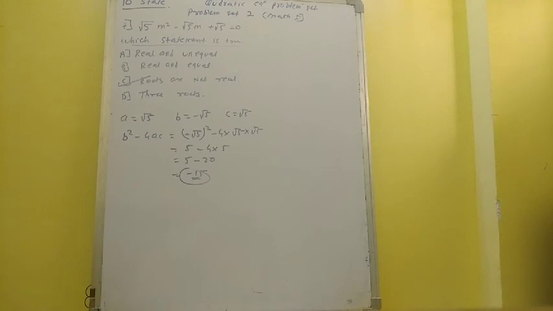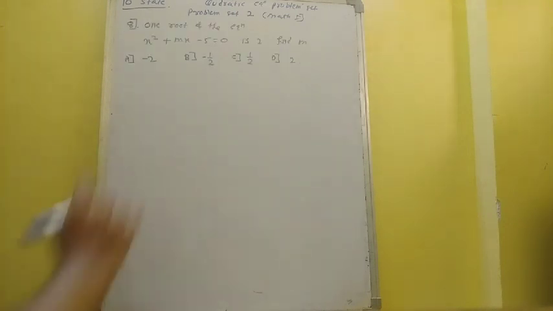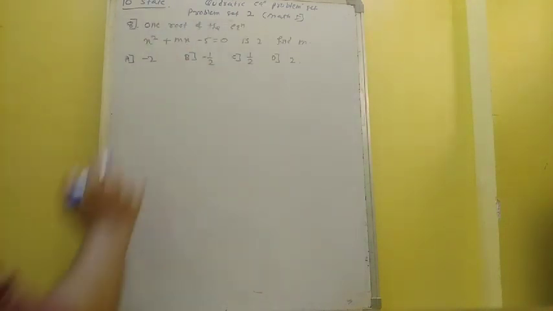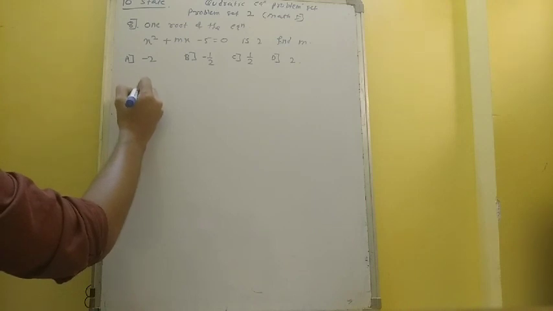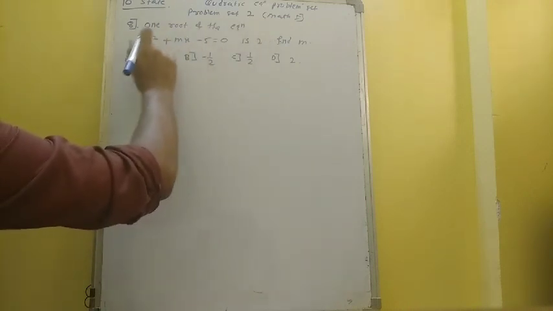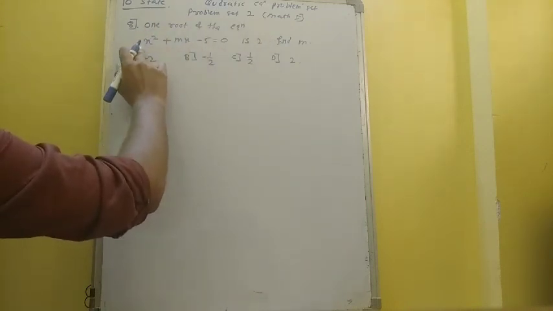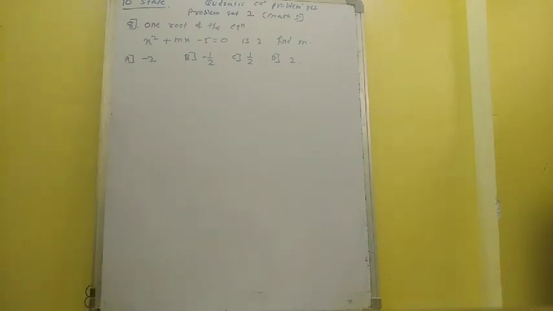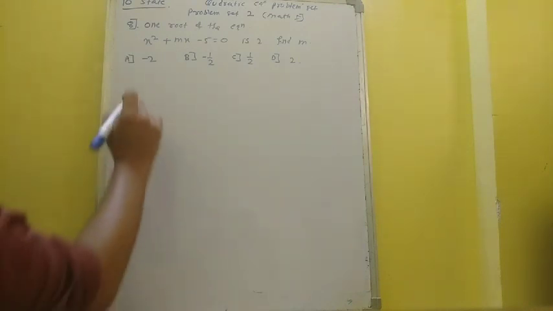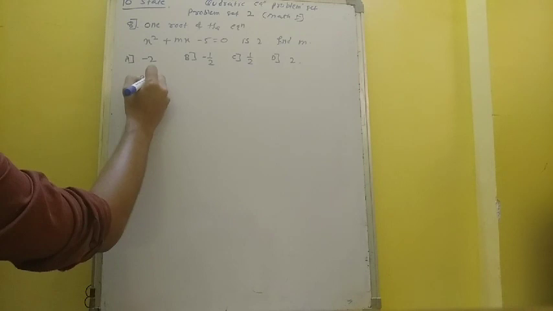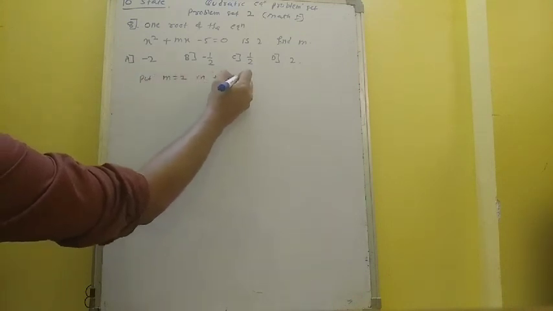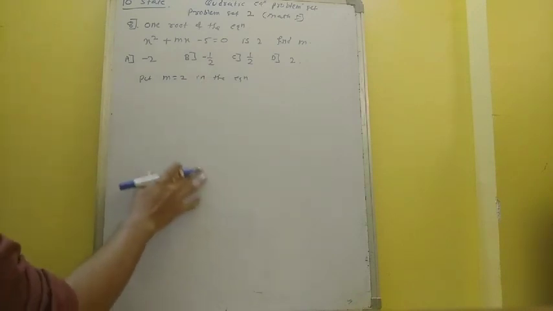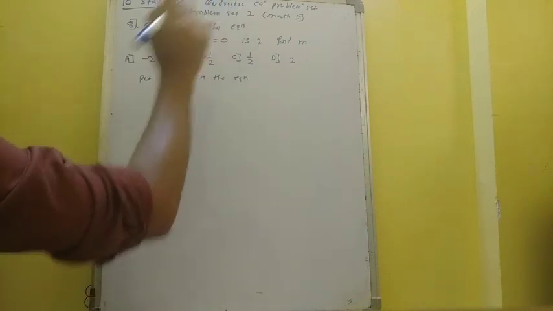One root of this quadratic equation is 2, and we need to find m. This is the last question of the multiple choice. We can substitute the value of 2 as this is a root of the equation, and after substituting 2 in place of x, I will get the value of m. So put x is equal to 2 in the equation. This is your rough work. You will get marks only for the correct answer you mark.